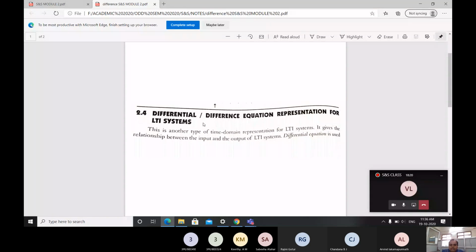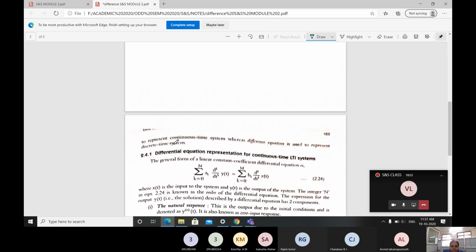Differential or difference equation representation for LTI system. This is another type of time domain representation for LTI system. It gives the relationship between the input and the output of the LTI system. The differential equation is used to represent a continuous time system, whereas the difference equation is used to represent a discrete time system.